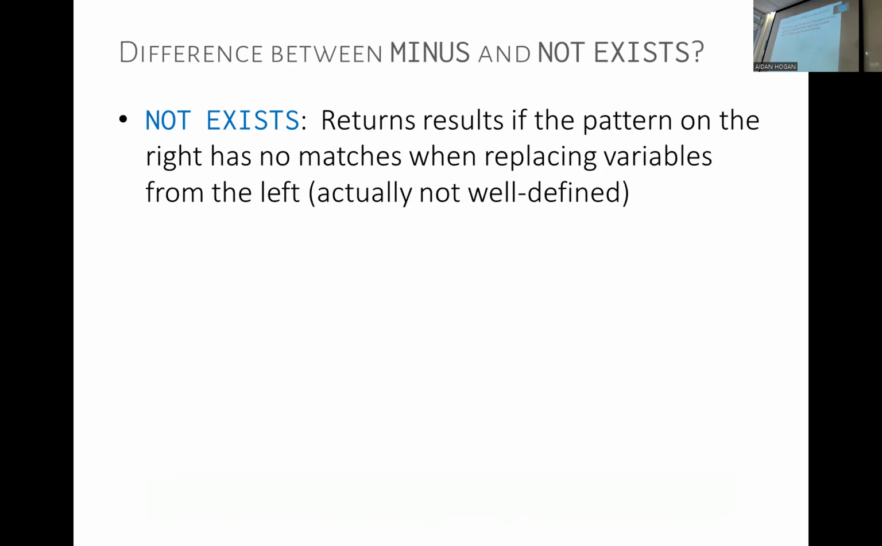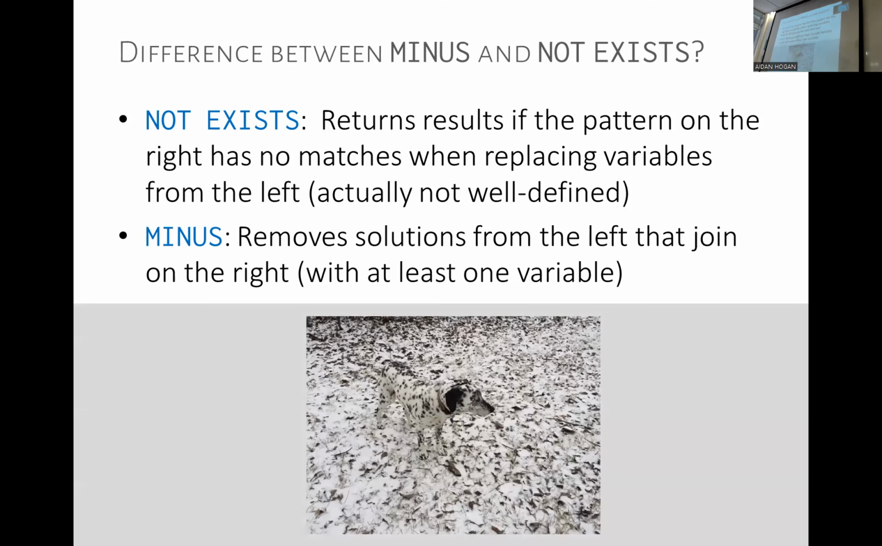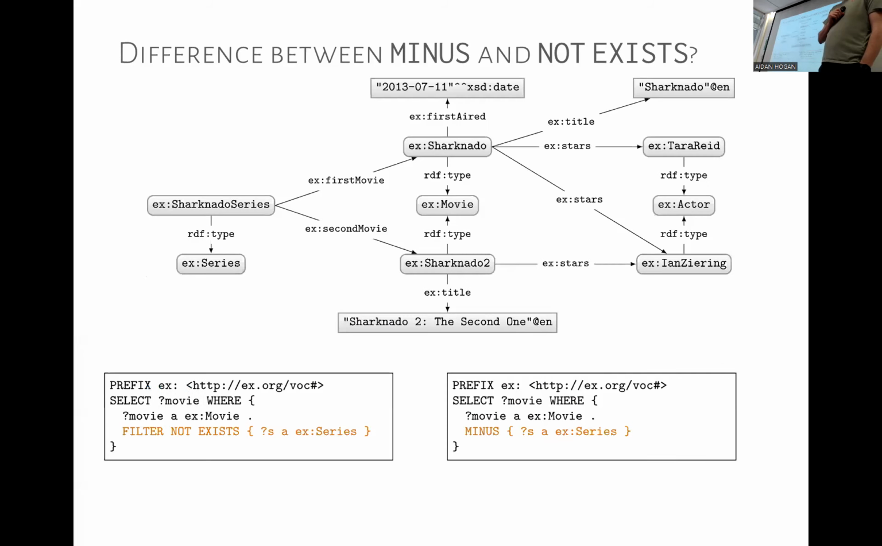Okay. So what are the differences between minus and not exists in Sparkle? So not exists returns results if the pattern on the right has no matches when replacing variables from the left. So it's actually not well defined. This was learned after the recommendation that the way not exists is specified in the standard is not well defined in some cases, but okay. Minus, this removes solutions from the left that join on the right with at least one variable in common. So the definitions are a little bit messy. It would be good to get some database theory people in to help define this sort of stuff. But okay, we'll have a look at an example. It's still pretty difficult to spot what the difference is to be able to distinguish the two. So we'll show an example.